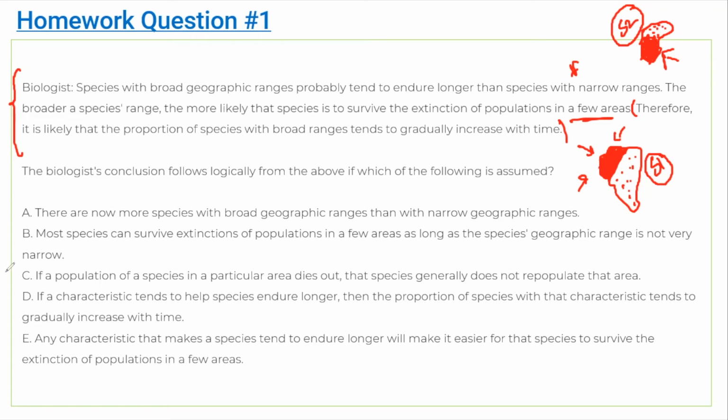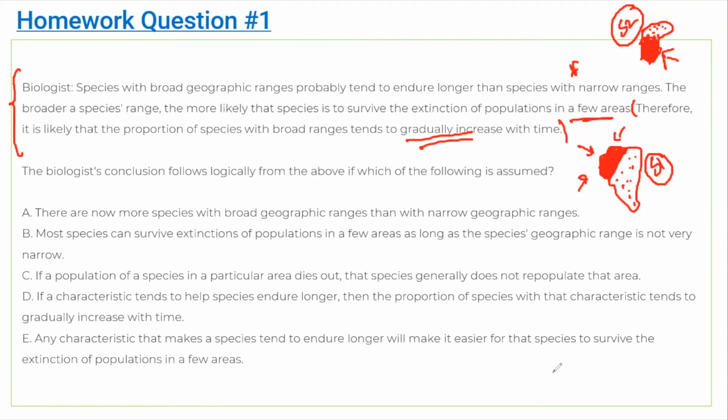Let's now go into the options. There are now more species with broad geographic ranges now than with narrow geographic ranges. Okay, so the current number of this is more than the current number of S2. However, what is exactly the conclusion? Conclusion is gradual increase. Just because the current number of S1 is more than the current number of S2, does that guarantee or does that ensure that S1 has actually increased over time? What if S1 was anyway more to begin with than S2?